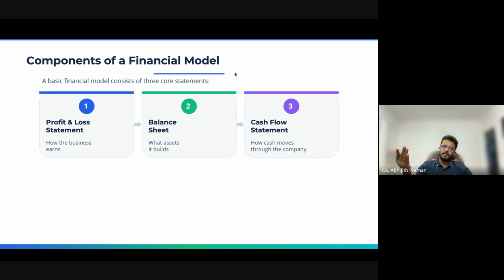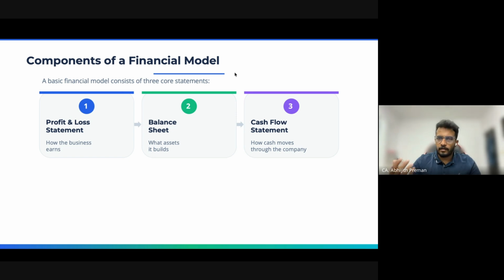In that case, you are running a cash negative balance of 40 lakhs, which you will have to get support for from an external person. So that's why I'm telling you there is a lot of difference between the profit and loss statement and the cash flow statement. Investors would be interested in knowing both the profit and loss statement and the cash flow statement.